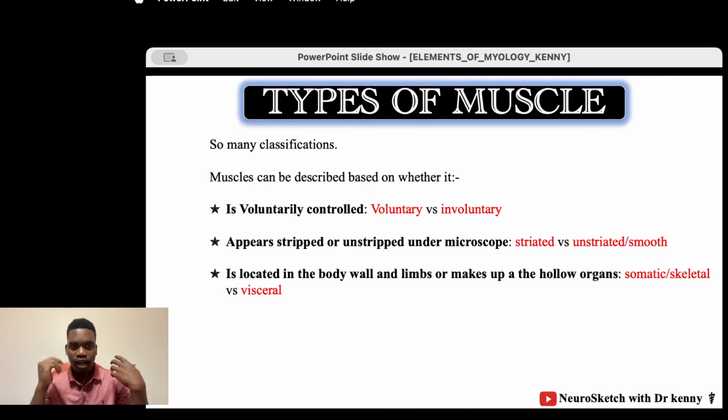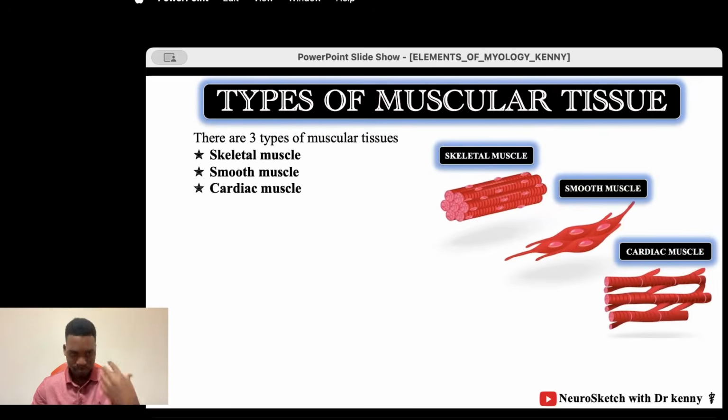And then we also have classification based on the location of these muscles. So we have skeletal and somatic muscles versus visceral muscles, and then these are the muscular tissue. So what are the types of the muscular tissue?